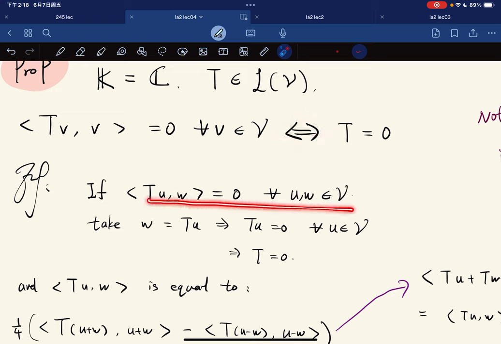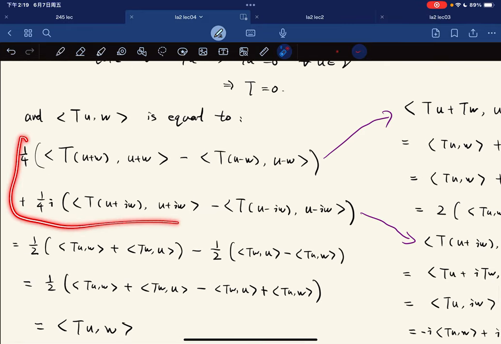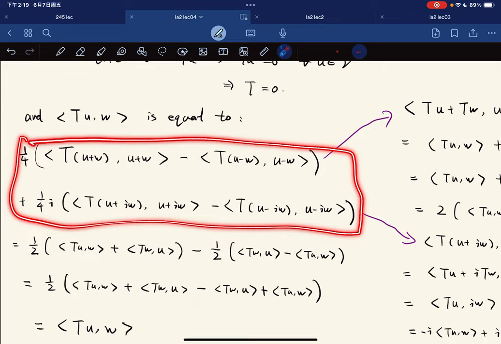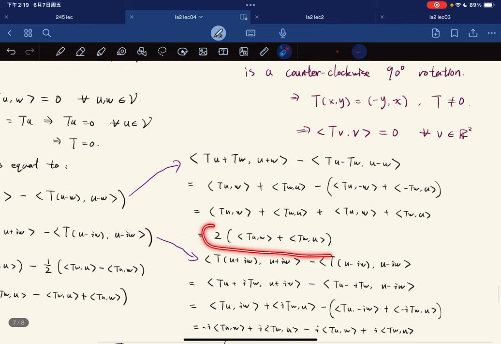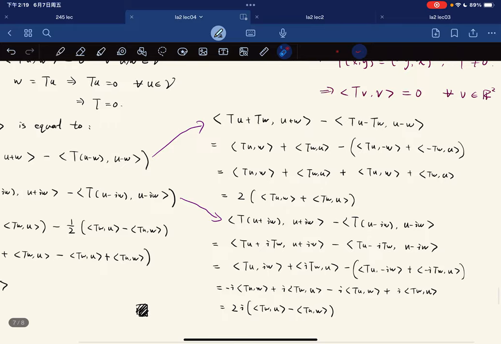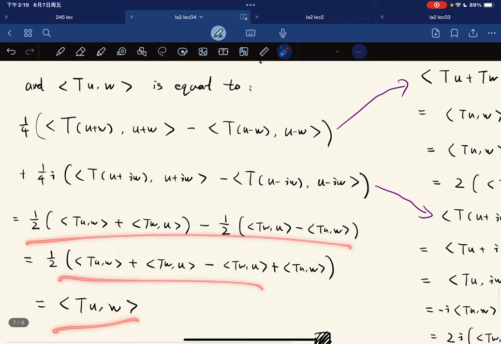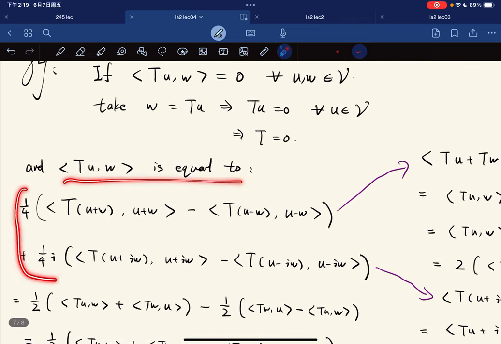If we show that this is true, then T equals zero. So we want to show this is equal to zero for any U, W, and V. But this is equal to this formula. You expand this and it gives you this. You expand this and it gives you this. If you verify it, it is equal to this. And so TUW is equal to this.